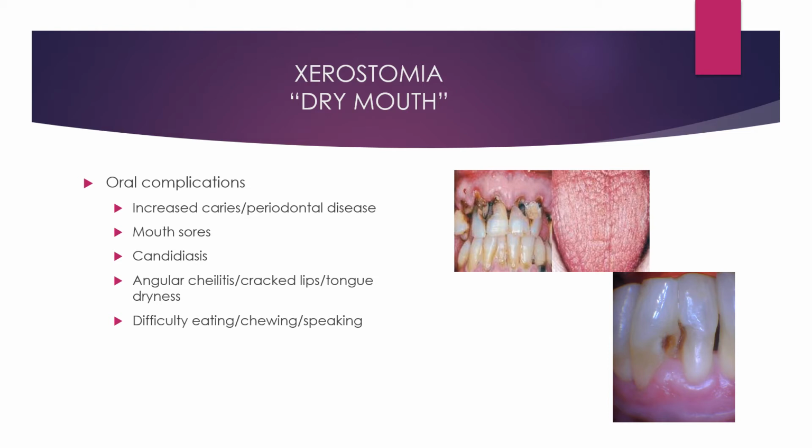So let's focus on the oral complications because obviously that's where xerostomia most affects. Oral complications are increased caries and periodontal disease. So if you take a look at the illustrations of the pictures on the right-hand side, you can see those dark areas on that upper picture. Those are all carious lesions. But notice on the lower right-hand side where the caries are occurring.